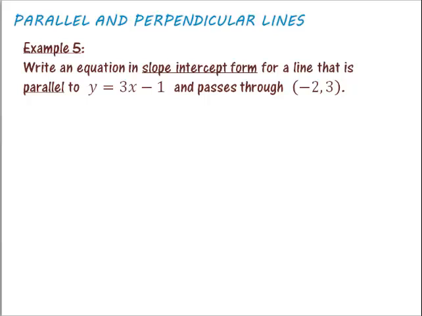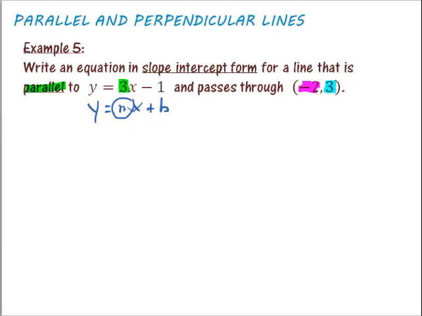So we have a point and we need another point or the slope. Well, if you'll remember, since the lines are parallel, they have the same slope. And in this equation, y equals 3x minus 1, when I have it in y equals mx plus b, the slope is that number that's multiplied by the x. So our slope is 3. So I'll use 3, I'll use -2 for my x, and I'll use this 3 for my y.